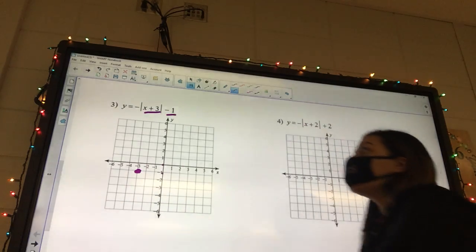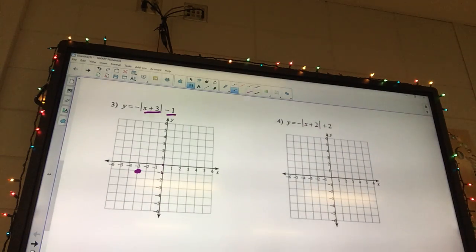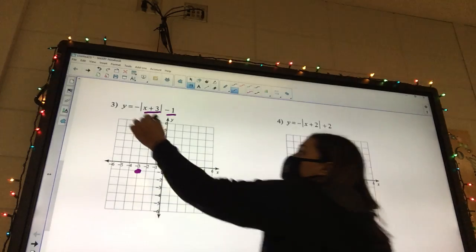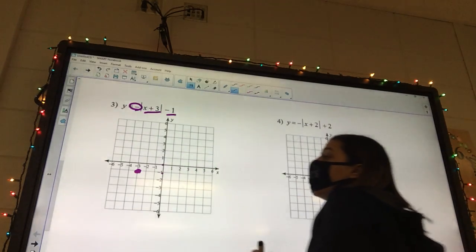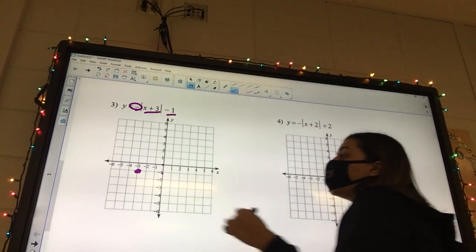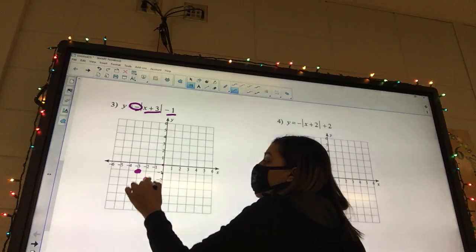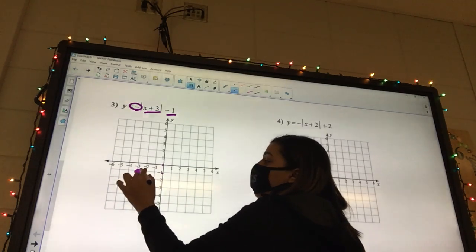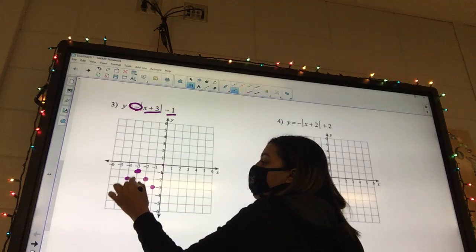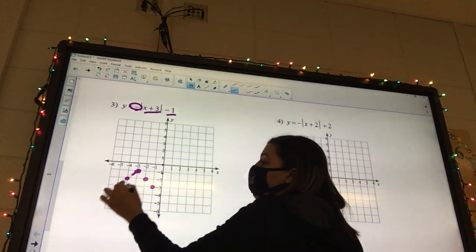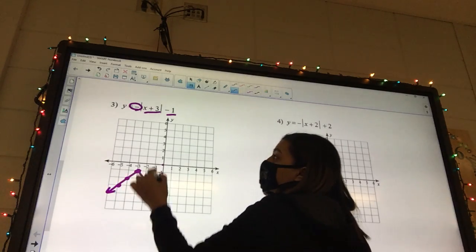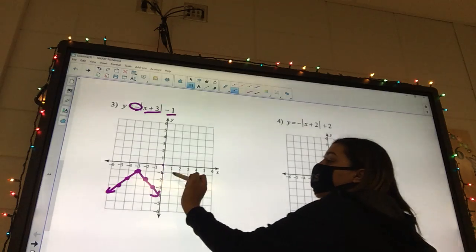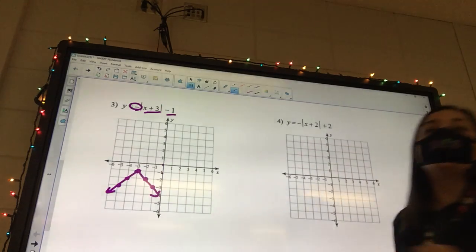Now, our slope is still 1, but see how there's a negative out front, in the front of the bar? That means that our graph opens downward. So we're going to go down 1 over 1, down 1 over 1. And you do the same thing for the other side. Down 1 over 1 this way, down 1 over 1 this way. And if we look, we went down 1 and over 3, and our graph opens down.